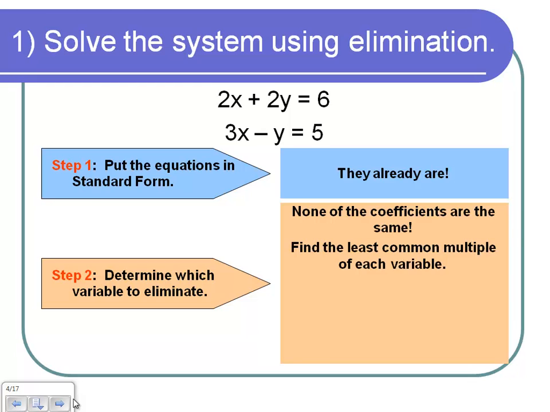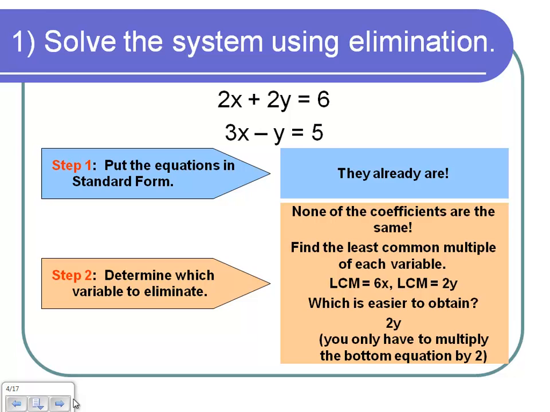We want to find what is going to be the least amount of steps to eliminate one of these variables. So if we look at our x's, down here we see the least common multiple being 6x. That means 2x would have to be multiplied by 3, and 3x would have to be multiplied through by 2. Whereas with the y variable, only one of my equations will have to be multiplied through by a 2. Which one is easier to obtain?